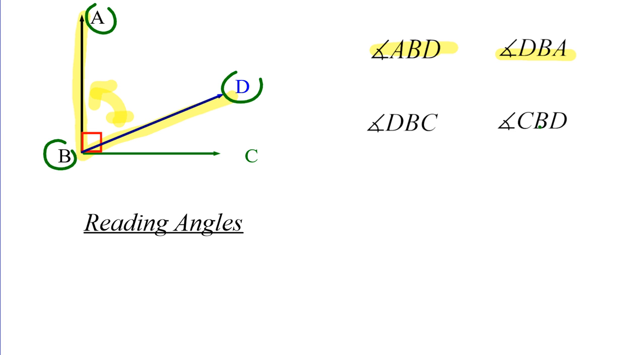And then if we get another color here, we have angle DBC, and that would be here, DBC, which is similar to CBD. And that would be that angle. And we know that they add up together to 90 degrees. So it's really important to understand how we read angles. So we read from one point down to the center point and out again.